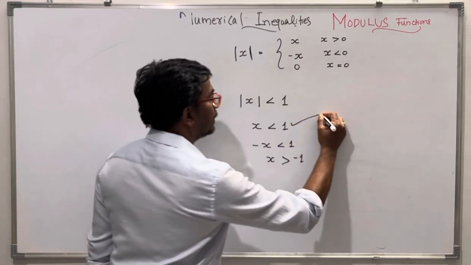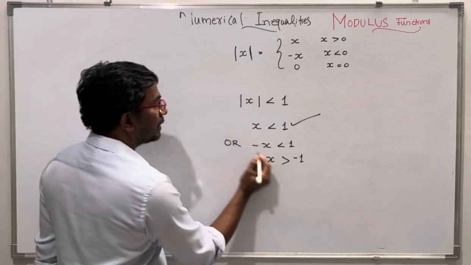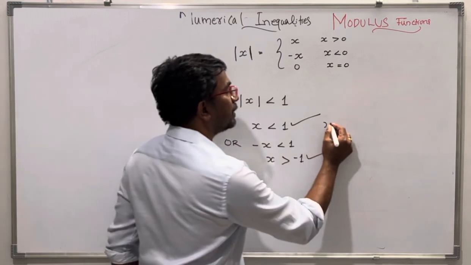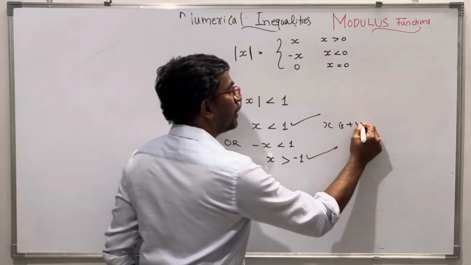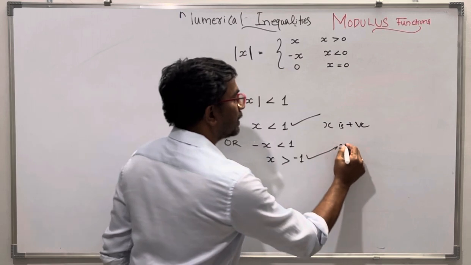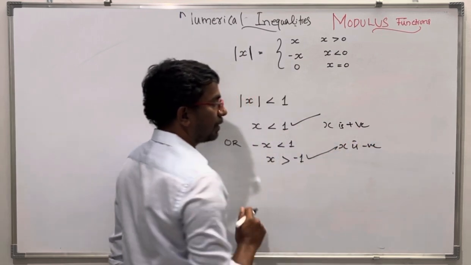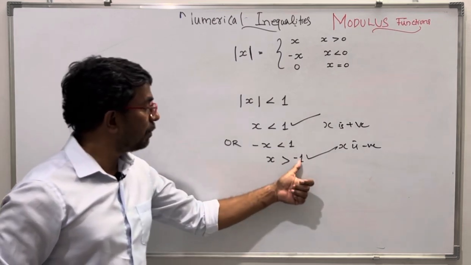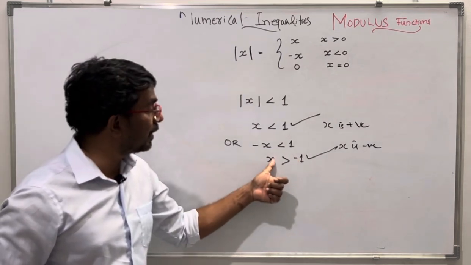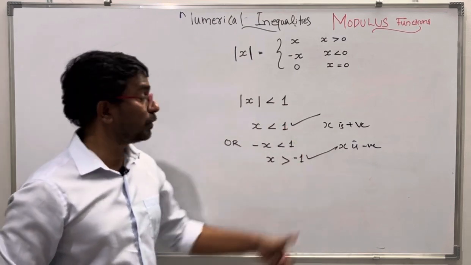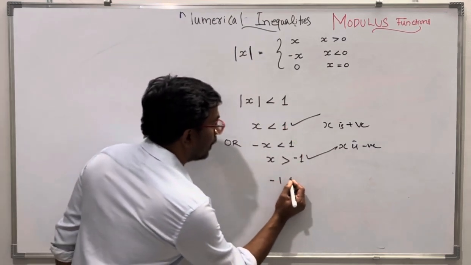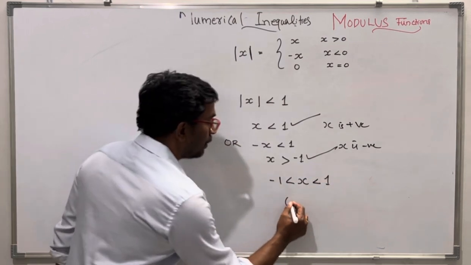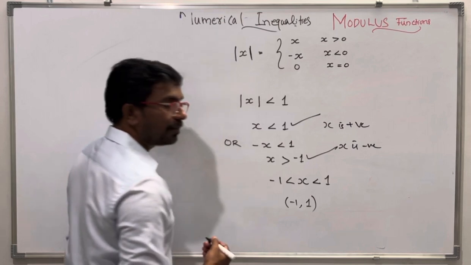So this is one answer, and the next answer is this. So you have 2 answers. When x is positive, you get this answer. If x is negative, you get this answer. So both answers, this or this. Let us combine that. How do you combine? Minus 1 is the smallest, and x is smaller than 1. So you can write this as minus 1 less than x less than 1. Or the solution is the interval minus 1, 1.